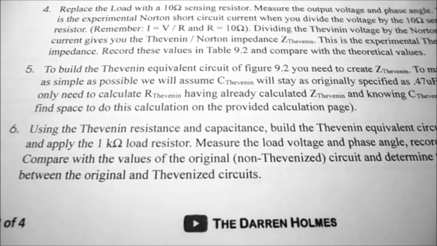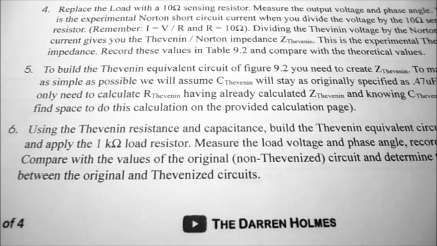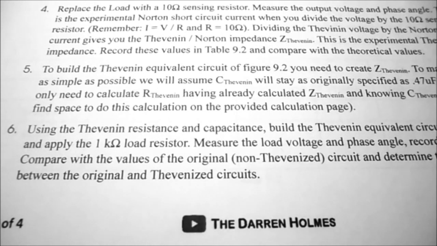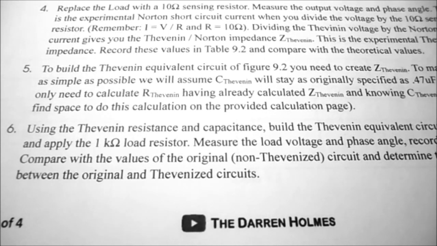Under Procedures, step number 6, it says using the Thevenin resistance and capacitance, build the Thevenin equivalent circuit of figure 9.2. And we're to apply the 1K ohm load resistor. We're to measure the load voltage and phase angle and record it in table 9.1. We're to compare the values of the original non-Thevenized circuit and determine the deviation between the original and Thevenized circuits.